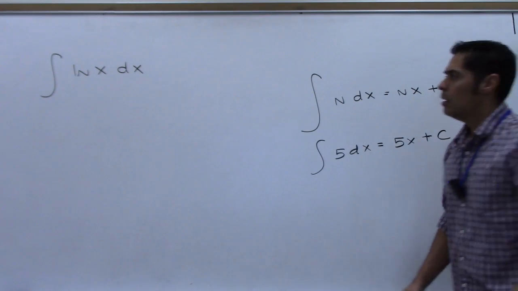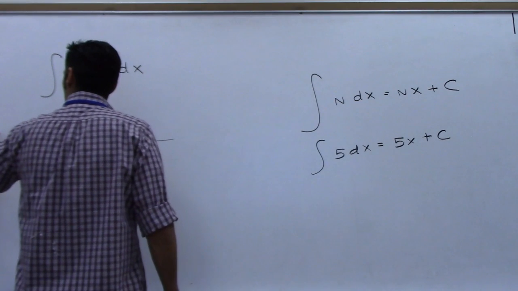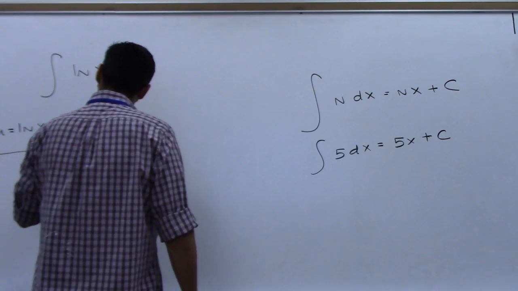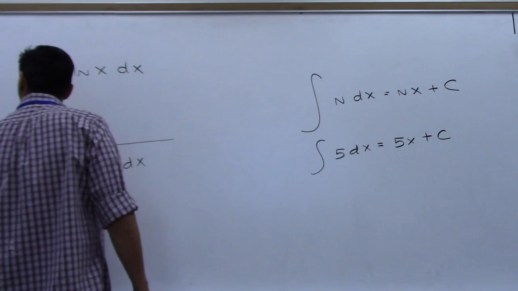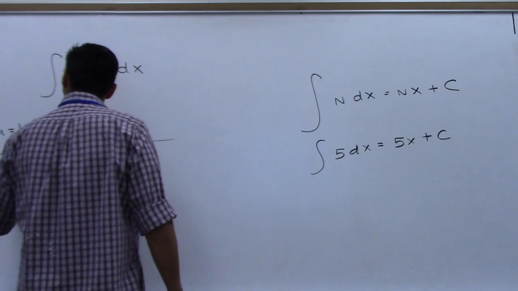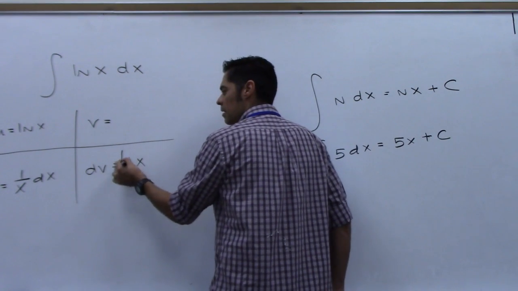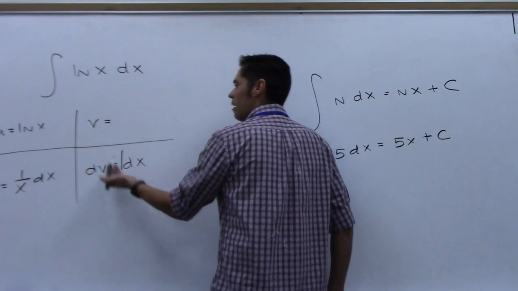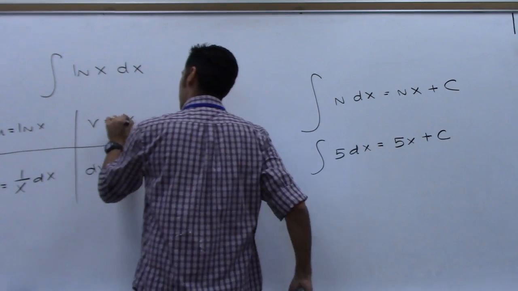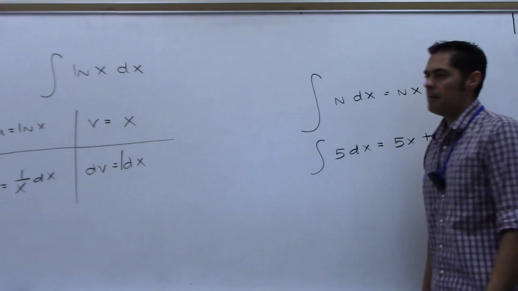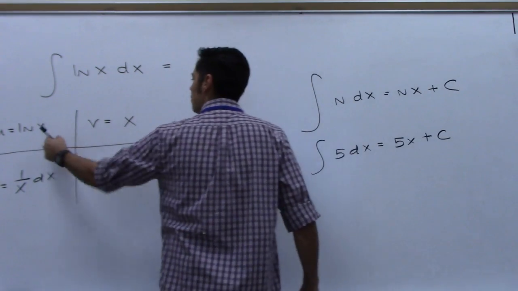Okay, I'm just going to write the table up here. This is what you should have had. u was natural log x. dv should have been dx. Derivative of natural log x is 1 over x dx. v would then have to be the antiderivative of 1, which is x. And then ultraviolet would be these two multiplied.